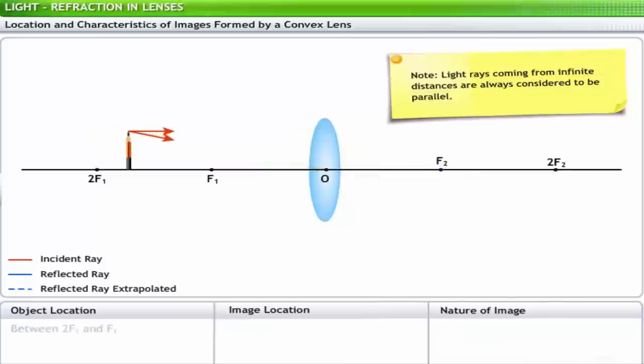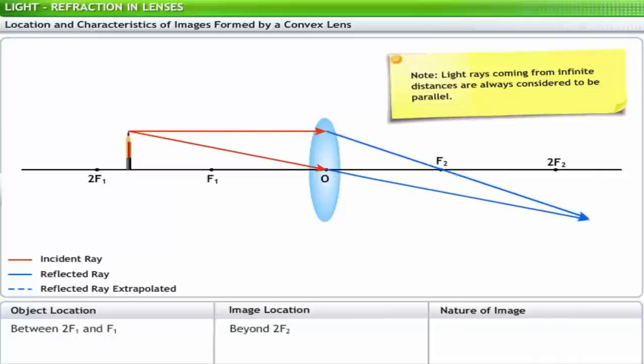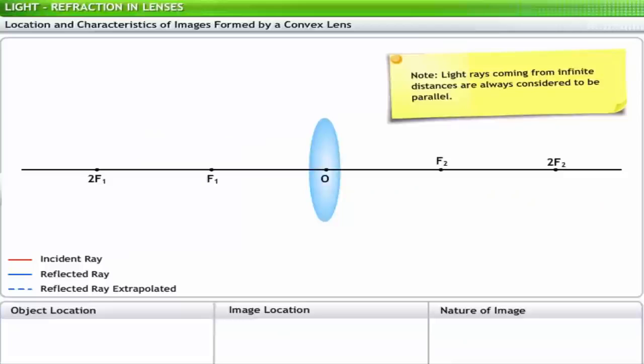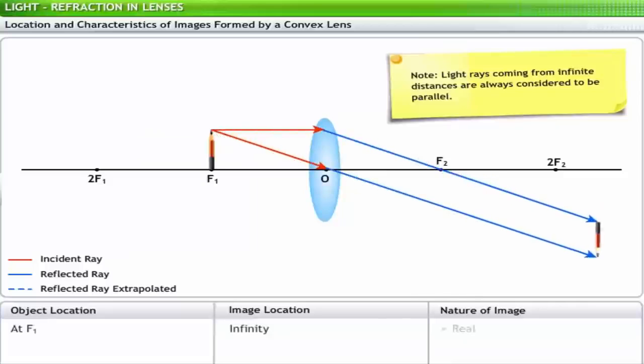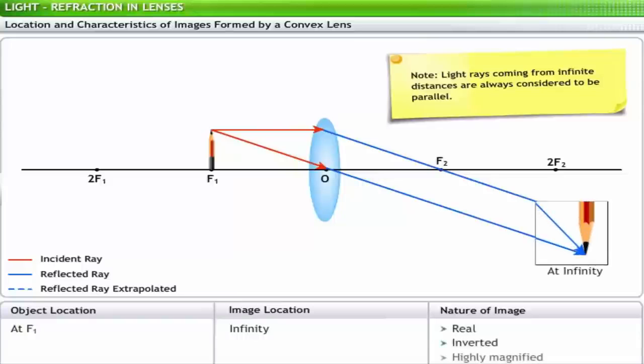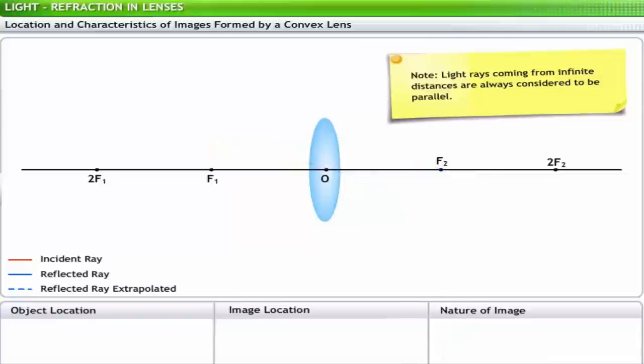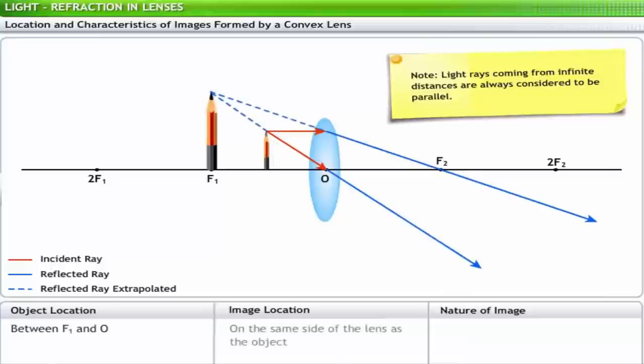When the object is placed between 2f1 and f1, the image is formed beyond 2f2 and is real, inverted and magnified. When the object is placed at f1, the image is formed at infinity and is real, inverted and highly magnified. When the object is placed between f1 and O, the image is formed on the same side of the lens as the object. The image is virtual, erect and magnified.